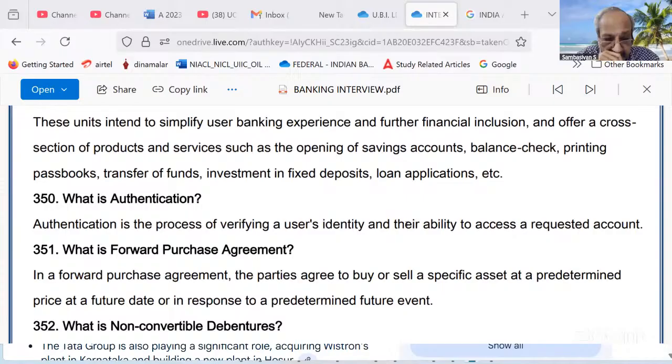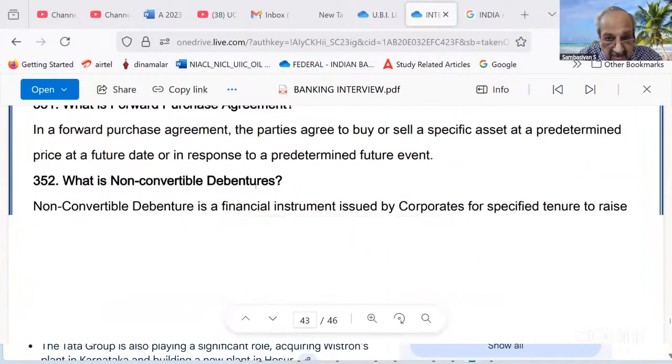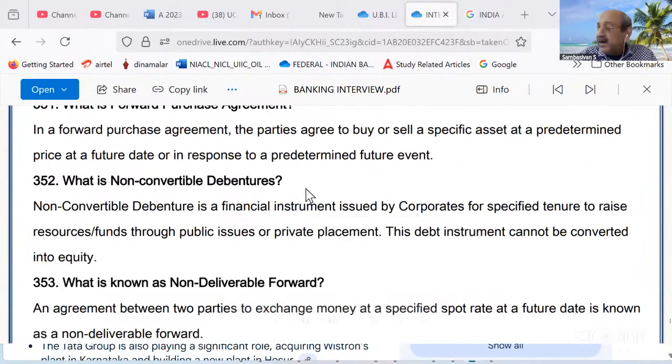Continue. What is authentication? Authentication is the process of verifying a user's identity and their ability to access a requested account. So this is what it is. We have done today up to 350.